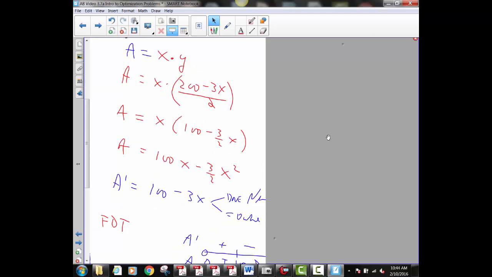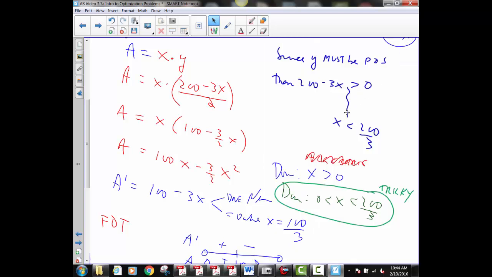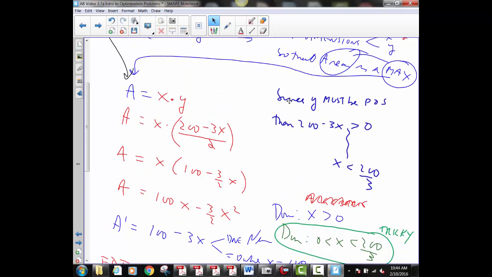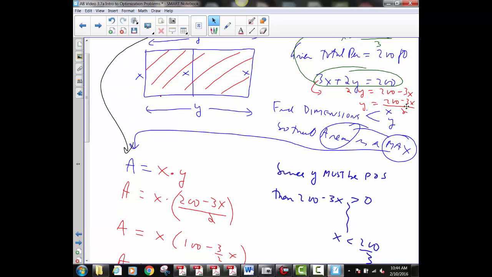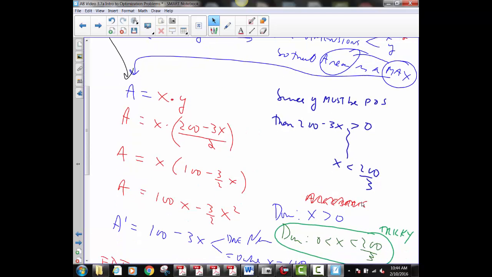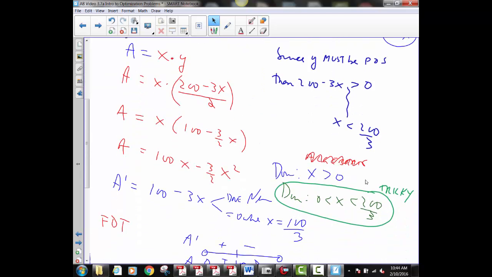Now, as far as my domain, since y has to be positive, and y is 200 minus 3x over 2. Now, this is tough. So if this has to be positive, then the numerator has to be positive because the denominator is 2. And that would mean that there is a limitation on this domain. x would have to be less than 200 over 3.